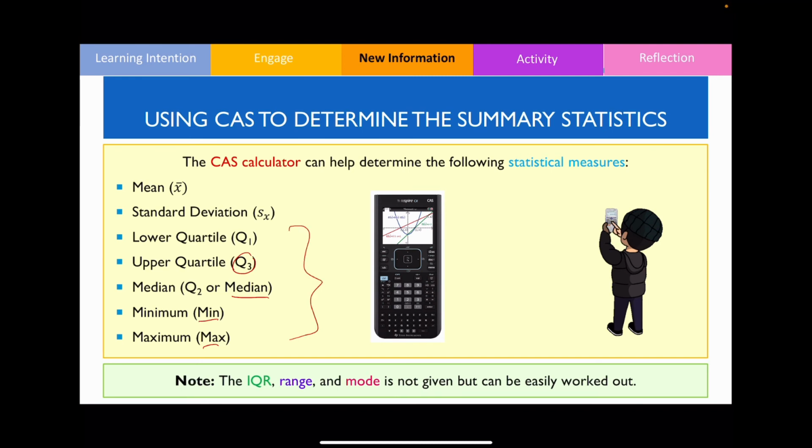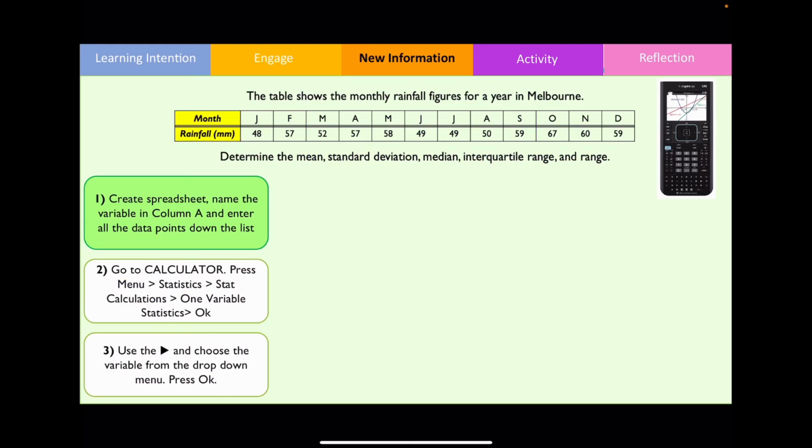Before I go through this example, it's really important that you familiarize yourself with the symbols that are used to represent each of the following measures. In this example that I'll be going through, please grab your CAS calculator and see if you can follow along so that you can get the exact same information that I'll be obtaining.